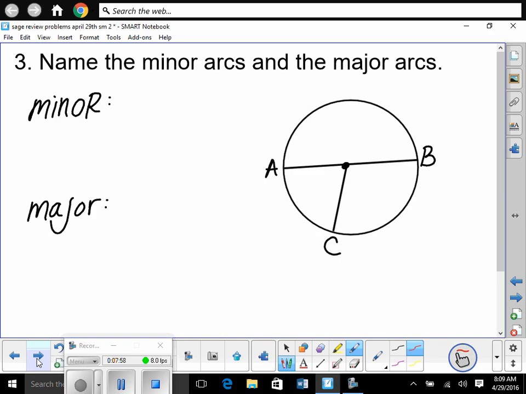Okay, it's been a while since we've done circles. Just a quick review on that, then I'll let you work. So it says, name the minor arcs, name the major arcs. It's been a little bit of time since we've done circles.